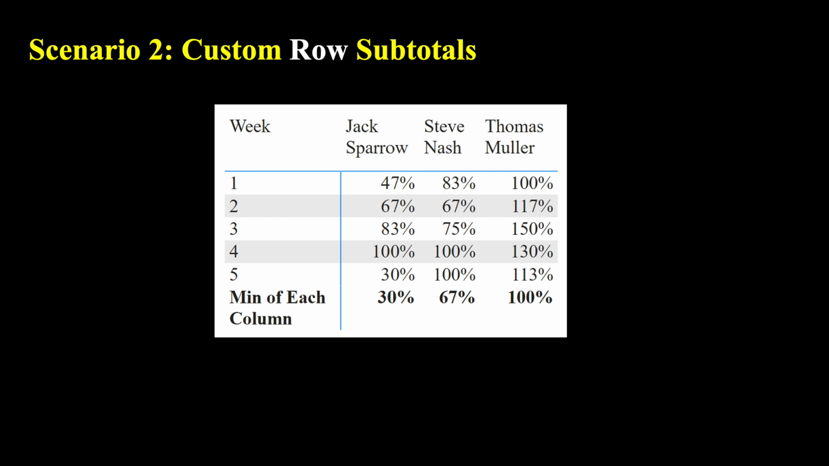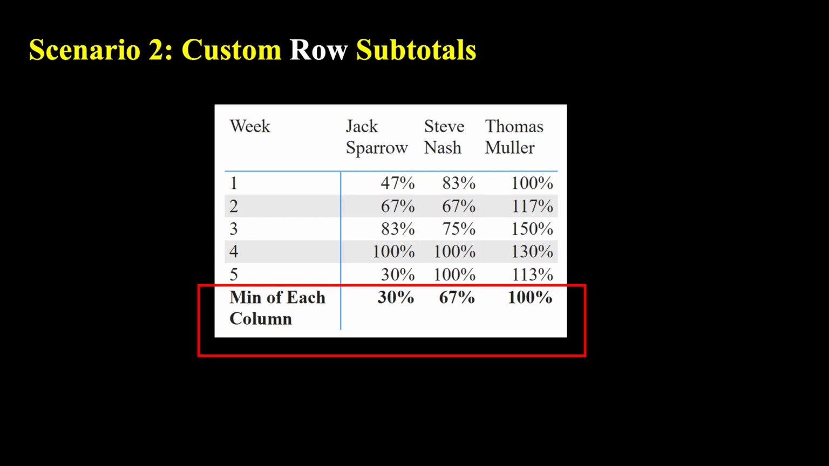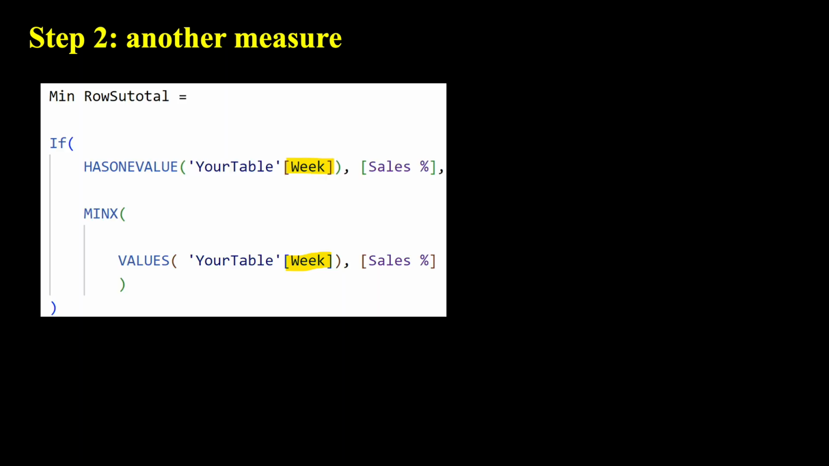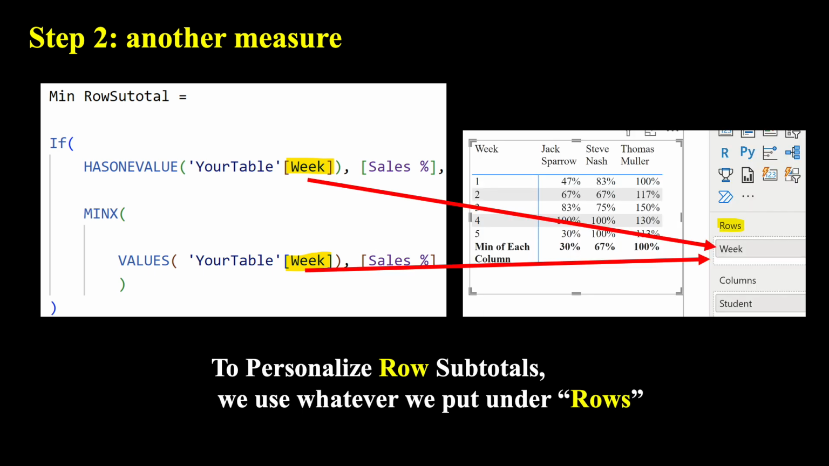Now let's see how we can customize row subtotals. Step 1, same thing here, as we will use the same measure for sales percentage. And then on step 2, when we create the measure to customize row subtotals, we will use the same format and structure with one thing to adjust. Since we're calculating the row subtotals, we will use whatever we put on the rows, in this case, the week number.